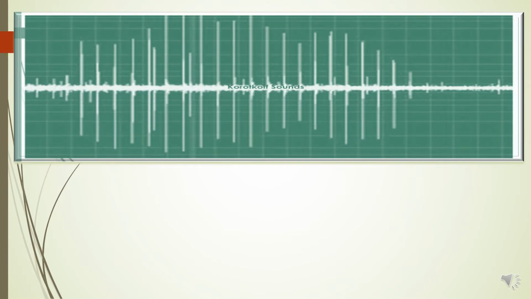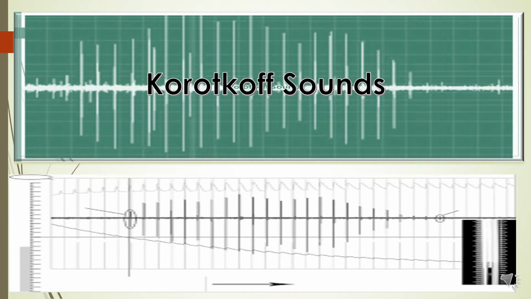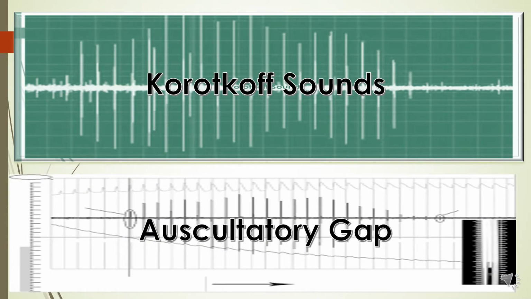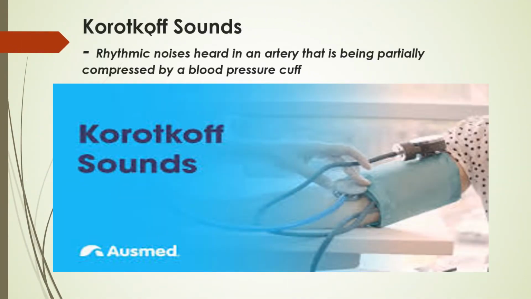Before we proceed to the actual procedure in taking blood pressure, there are two phenomena that you need to be aware of: the Korotkoff sounds and the auscultatory gap. Korotkoff sounds are rhythmic noises heard in an artery that is being partially compressed by a blood pressure cuff. They occur when the compressive pressure is between the person's systolic and diastolic pressures.